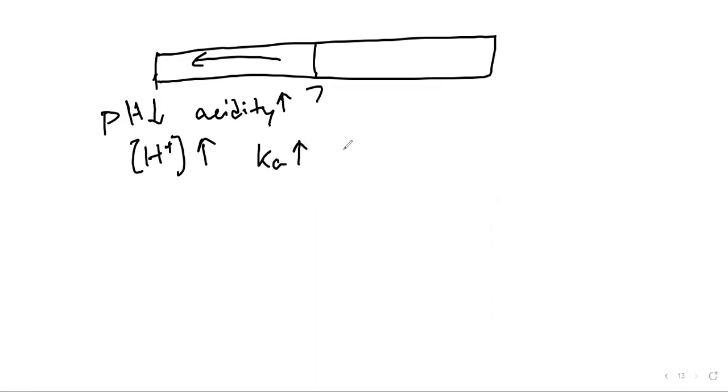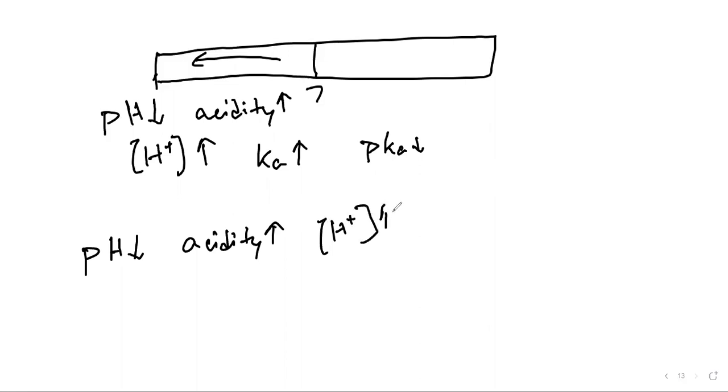Now, Ka and pKa are inversely proportional. That means the pKa value is lower. So try to remember this pattern. If pH is lower, acidity is higher. If acidity is higher, the concentration of H plus in the solution is greater. H plus is greater, so the Ka value is greater because they are proportional, and Ka and pKa are inversely proportional, so the pKa value decreases.